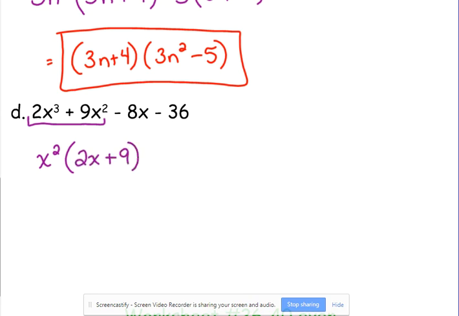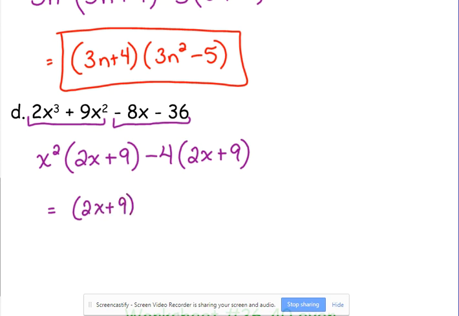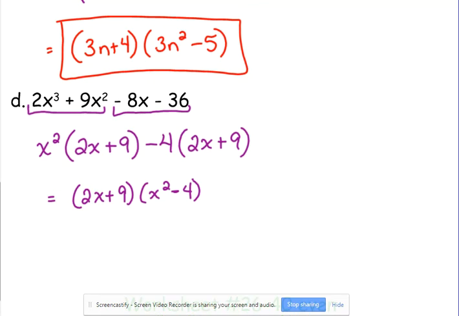All right, what do we need to take out of the second pair? Negative 4. That leaves us with 2x plus 9 as well. So we've got 2x plus 9, and we've got x squared minus 4. Is there anything else we can do in this problem? We're talking about factoring.